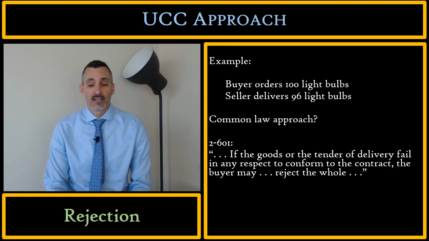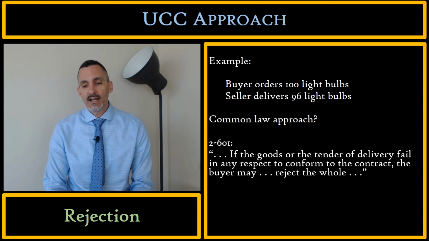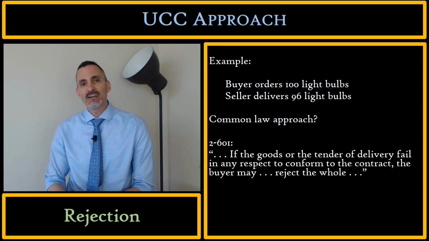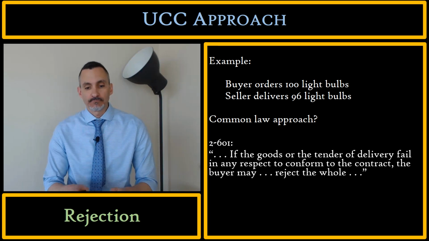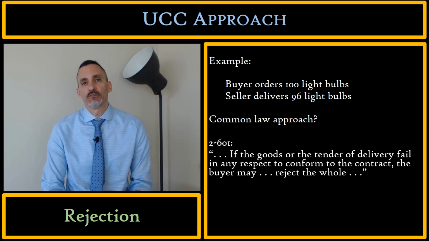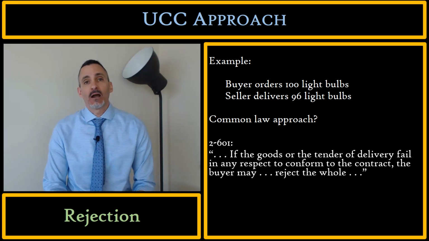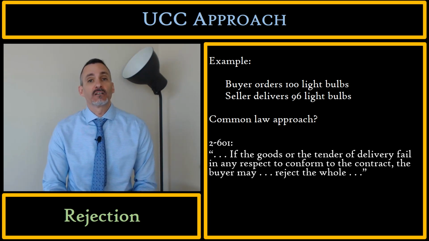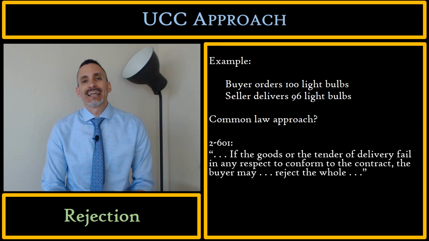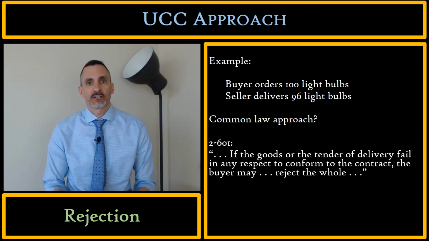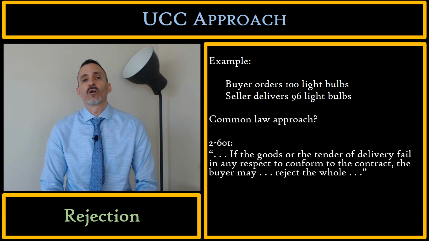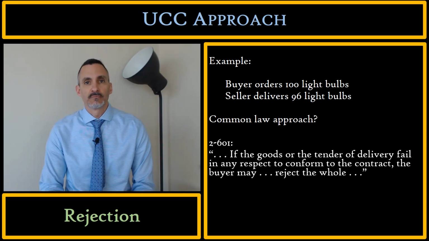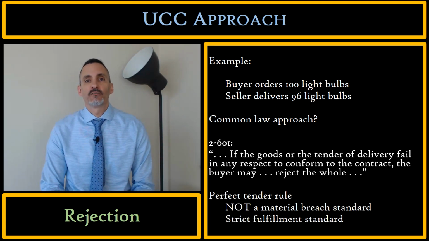Well, the UCC says this: if the goods or the tender of delivery fail in any respect to conform to the contract, the buyer may reject the whole. Look at that. Fail in any respect to conform. In our example, did the seller's delivery fail in any respect to conform to the contract? Yes, it failed to conform to the contract, right? Seller only delivered 96. The contract was for 100 light bulbs. So this is what we call the perfect tender rule.